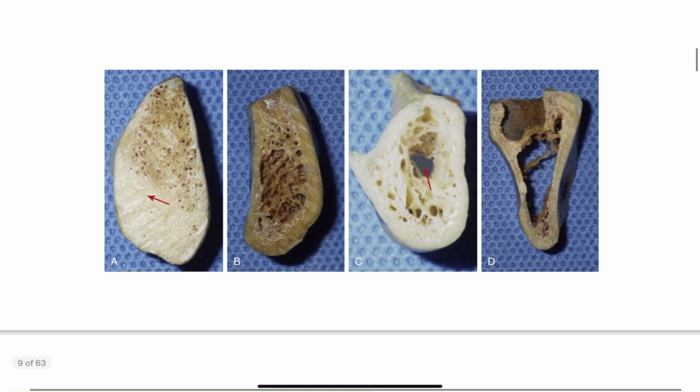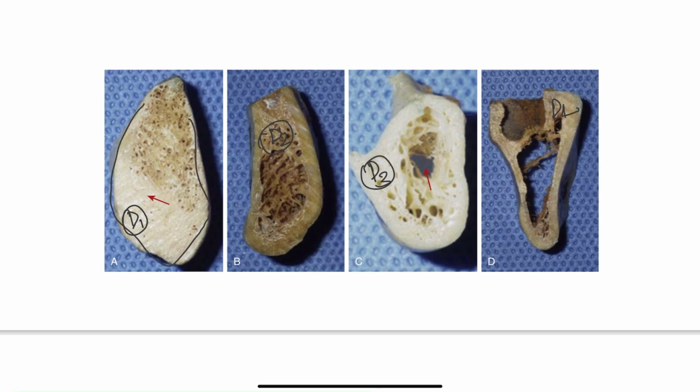This one is D1, this one is D2, this one is D3, this one is D4. So in this we have more of cortical, less of cancellous. In this, the cortical bone is porous and the trabecular bone is coarse. In D3 bone, what we see is the trabecular bone is fine. And in D4 bone, the cortical bone is not there at all.